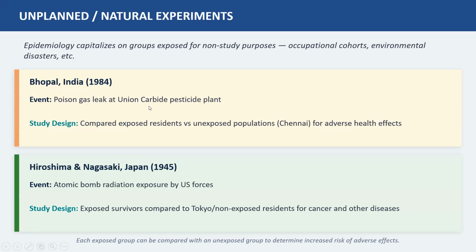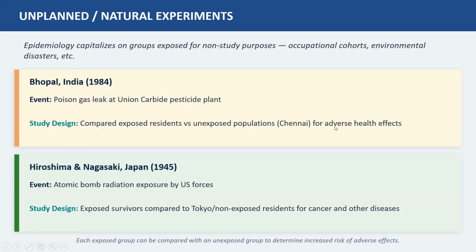Next is the unplanned or natural experiment. Epidemiology capitalizes on groups exposed through a non-study process: occupational, cohort, environmental, and disaster, etc. For example, in Bhopal, India, in 1984, an event occurred in which poisonous gas leaked at the Union Carbide pesticide plant. The study compared the exposed residents versus the unexposed population for adverse health effects.